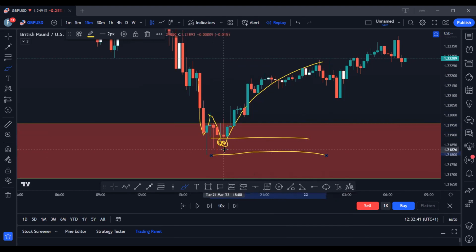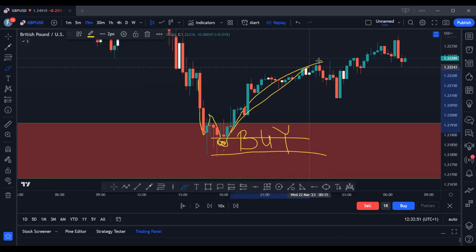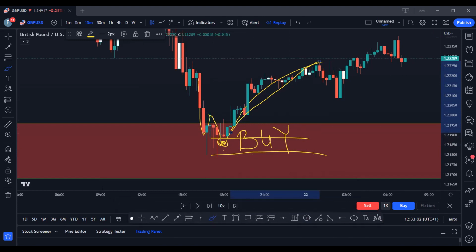Okay. And then if you are taking a buy entry, you see price going your direction. You would have been in serious and deep profit. Okay, so that is an example as to how to validate and take entries at support zone.